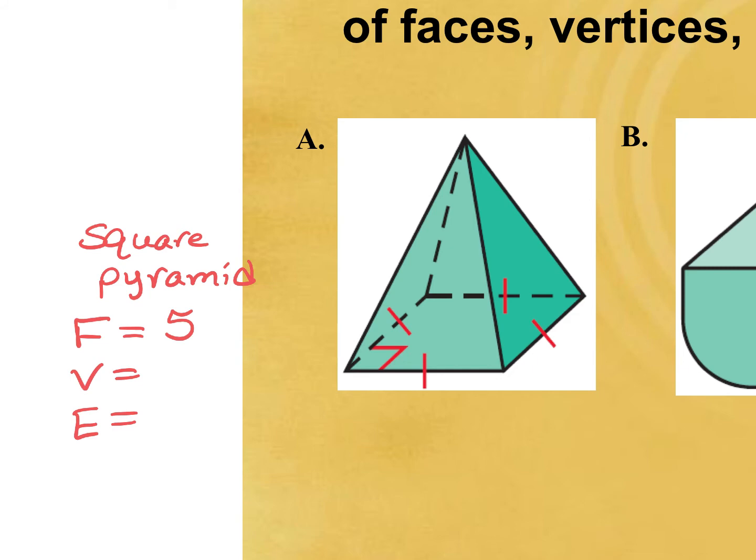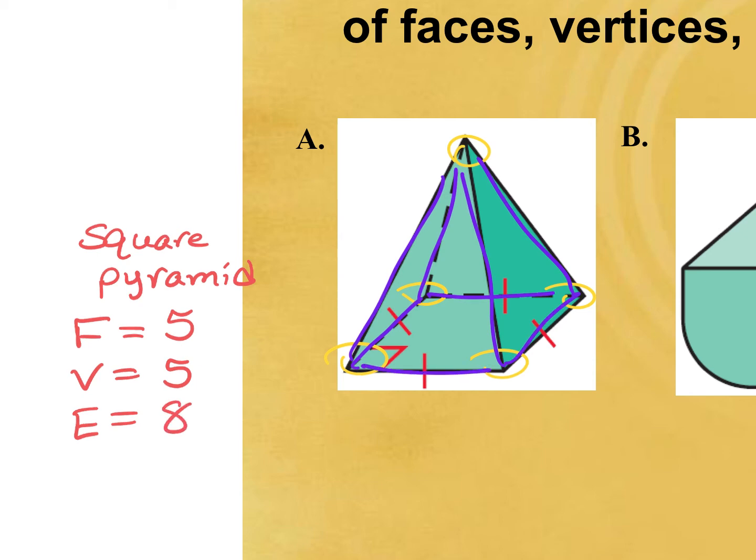I have 5 vertices. I actually have a vertex here, here, here, and here. So 1, 2, 3, 4. And then the vertex up at the top. So I have 5 vertices. And then I have 8 edges. I have an edge going around up 1, 2, 3, 4, 5, 6, 7, 8.